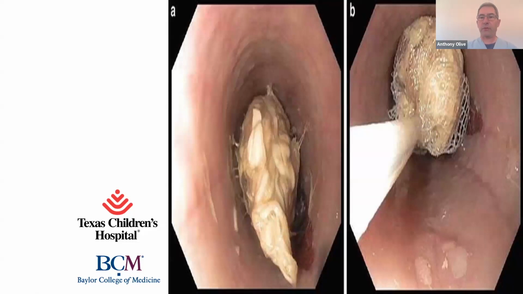And then this is a picture of using a Roth net to grab a food bolus and extract it from the esophagus.